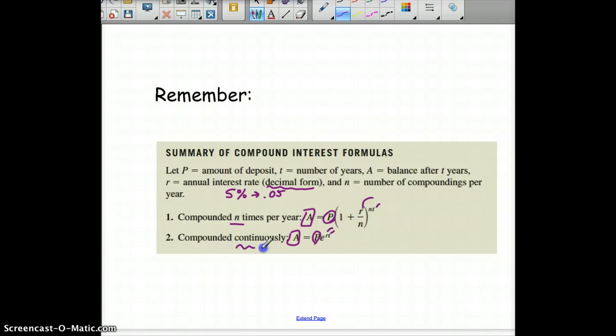If it's compounded continuously, there's no place to put N because it's not compounding N number of times per year. So the formula for compounding continuously is PERT, P times E to the RT. And that's what you need for those formulas.